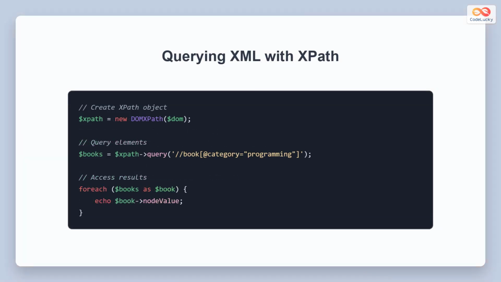XPath allows you to query XML documents for specific elements and attributes. To use XPath, you create a DOMXPath object, then you can query elements using an XPath expression, such as finding all books with the category programming. Finally, you can access the results by looping through the found books and accessing their node value.